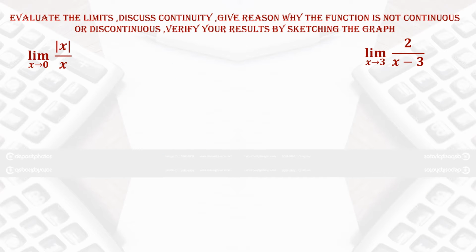So what will happen with the absolute value function? If the limit as x approaches 0 of the absolute value of x divided by x is written, then what will happen? Let's see here. If I put 0 by 0, I will get an indeterminate form. So first of all, I have to find the limit as x approaches 0 from the left side and the limit as x approaches 0 from the right hand side.